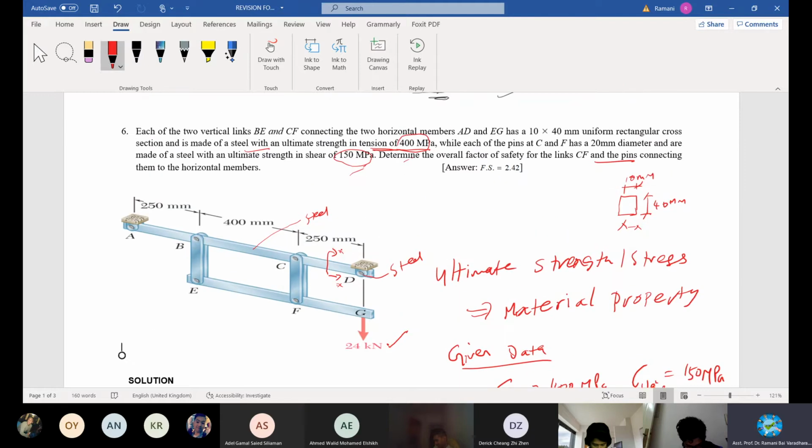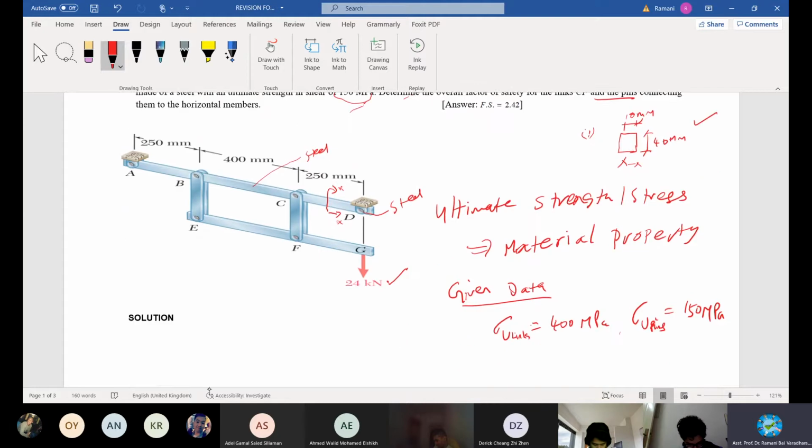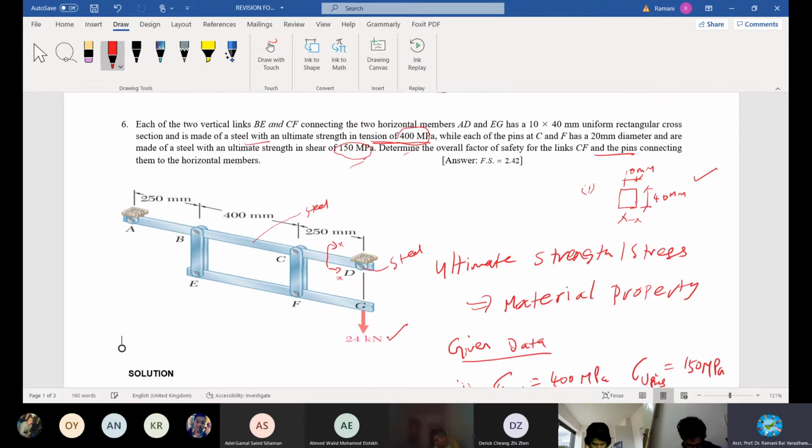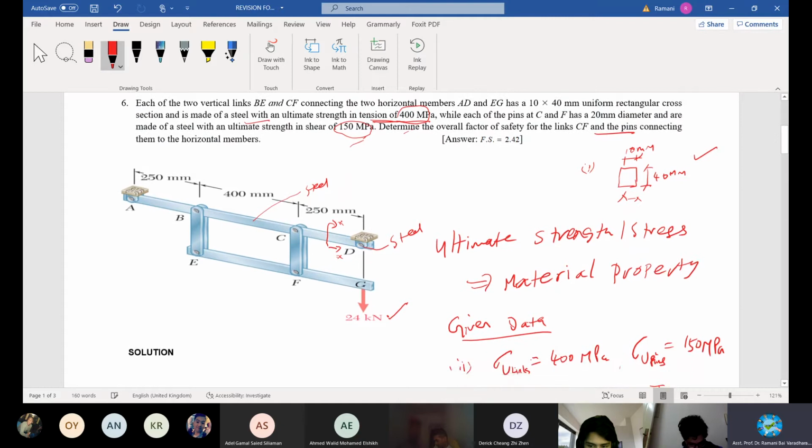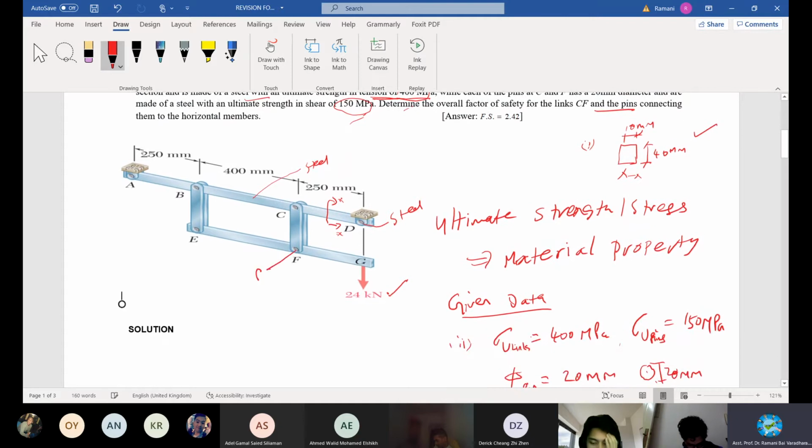Solution, that's all right. The section is written already. Number one is the section, right? Number two, the strengths are given to you, and then anything else? Diameter of the pins are given. Okay, diameter of the pin, I put the diameter as 5, referring to the diameter. Pin is 20 mm. Remember, the pin circle is 20 mm diameter. Okay, and then this is pin. This is link.